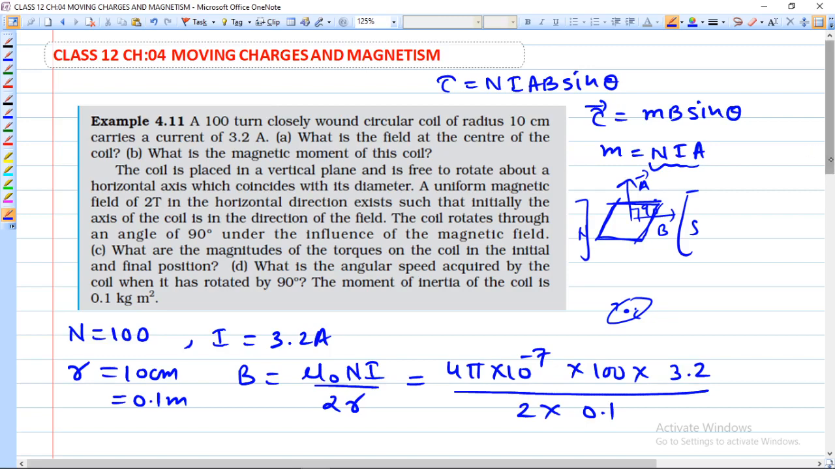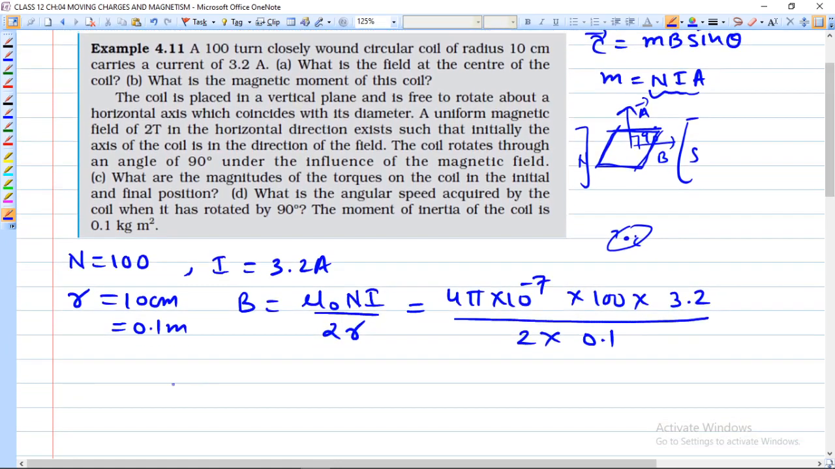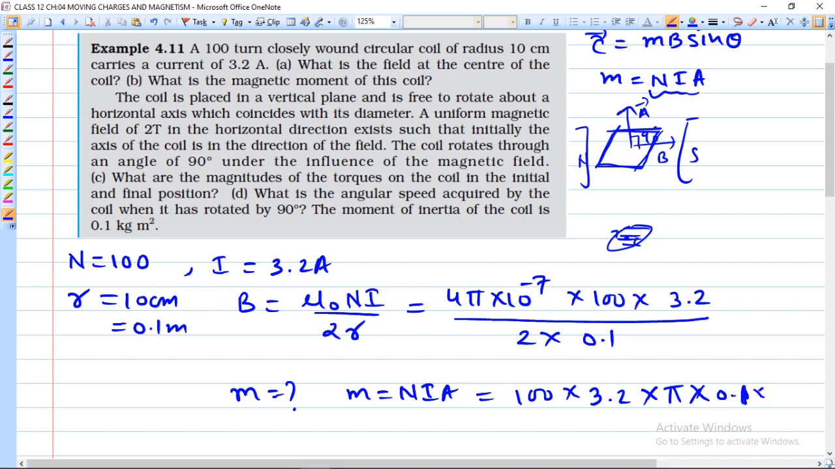So easily you can find out the magnetic field at the center, and for direction you can use the right hand thumb rule. Now, what is the magnetic moment of this coil? Second thing asked is the magnetic moment. The magnetic moment formula is NIA, where A is the area. N is 100. What is the current? 3.2. And the area is pi r square, so pi into r square. R is 0.1, so 0.1 into 0.1, that will be 0.01. Now what is the third question?